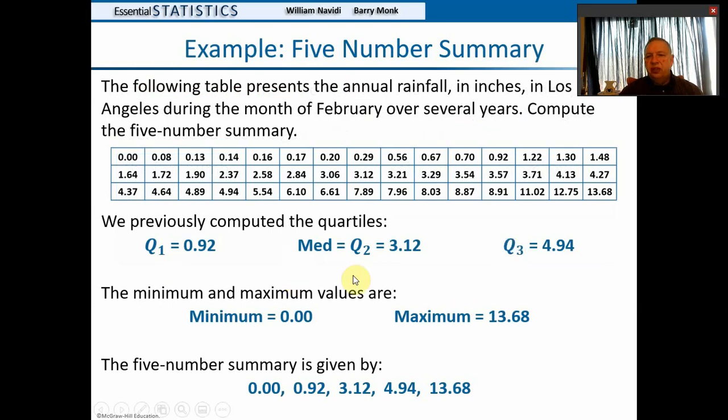We previously computed all of this stuff. The Q1 was 0.92. The median was 3.12. The Q3 is 4.94. The minimum value in the table is 0. The maximum is 13.68. So the 5-number summary is the minimum, Q1, Q2, Q3, and then Q4 is the max.